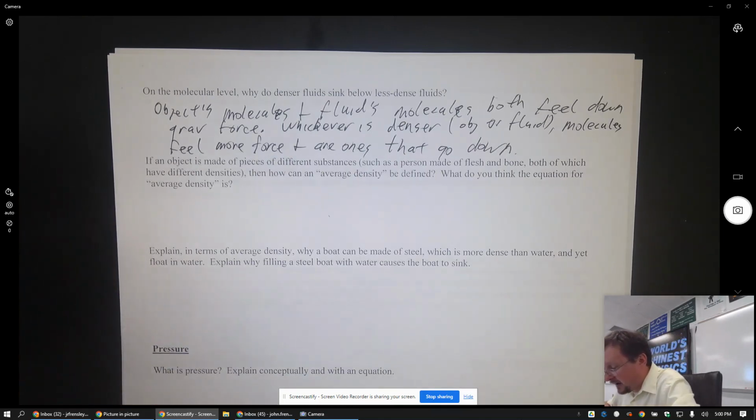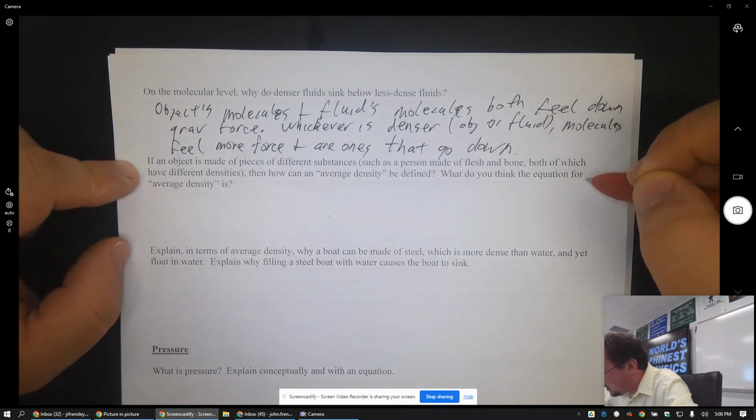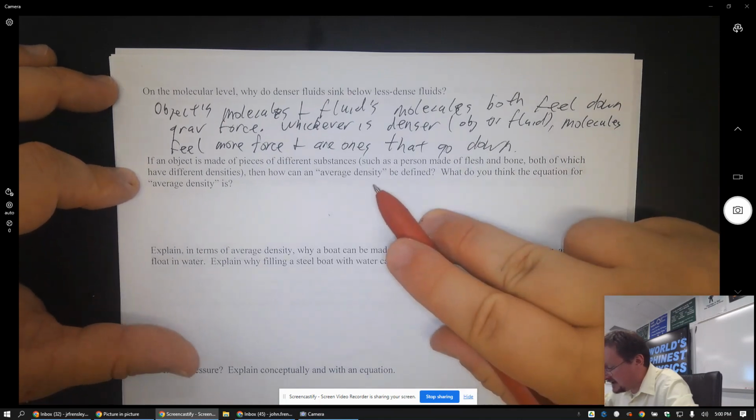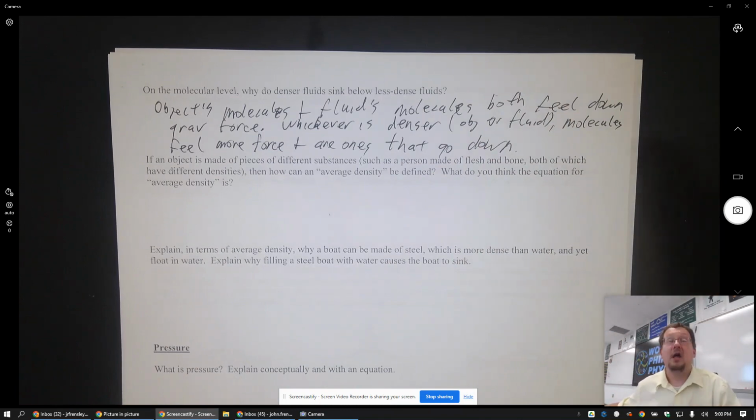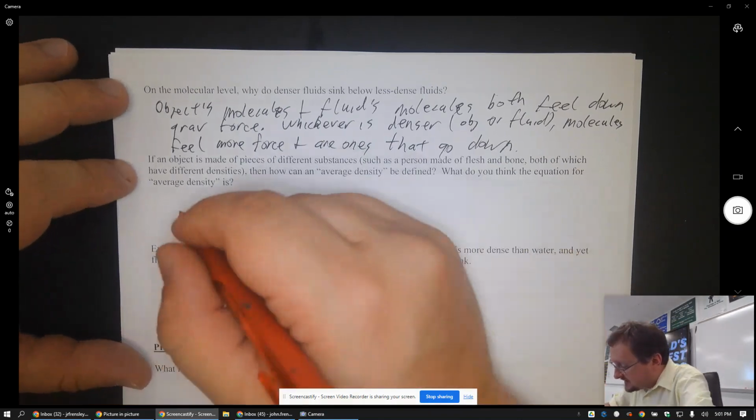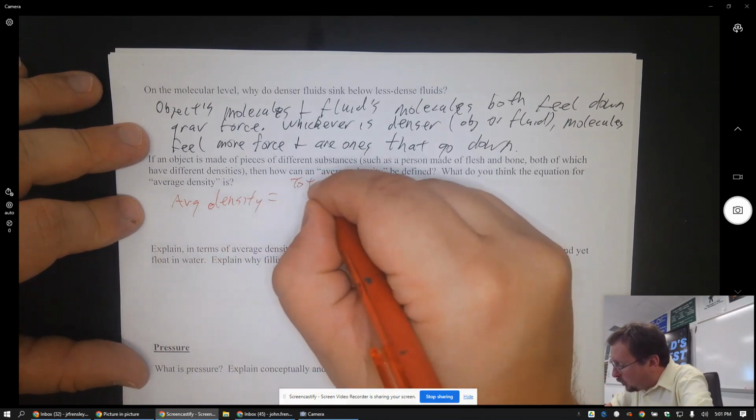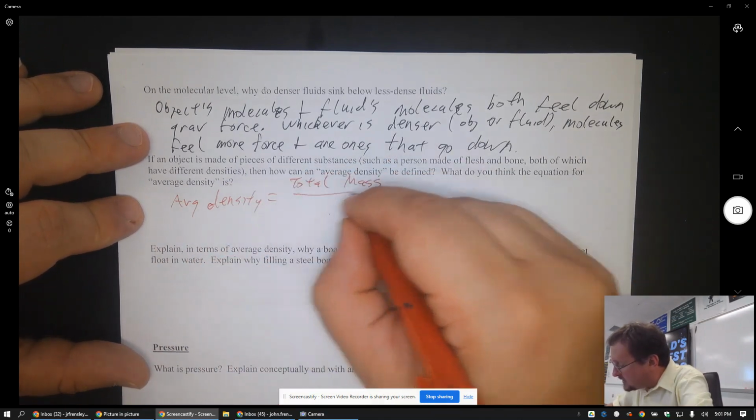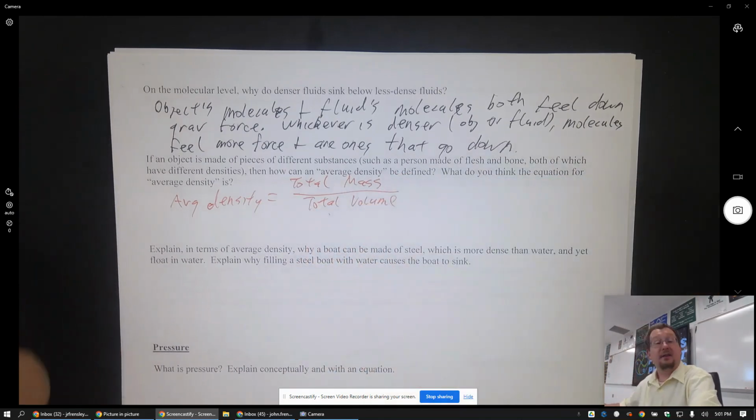Okay. If an object is made of pieces of different substances, such as a person made of flesh and bone, both of which have different densities, how can there be an average density? I want students to know that every average in the universe is a total divided by a total. So in the case of their average grade, it's the total number of grade points they got over the total number of points they could have gotten, times 100%, of course, right? Well, average density is the total mass of the entire object over the total volume of the entire object, right? Okay, so total mass over total volume.